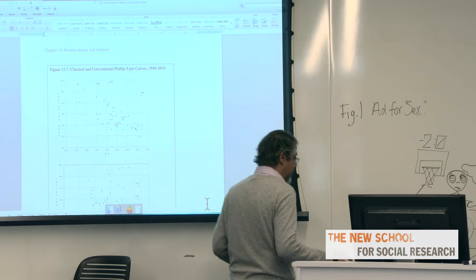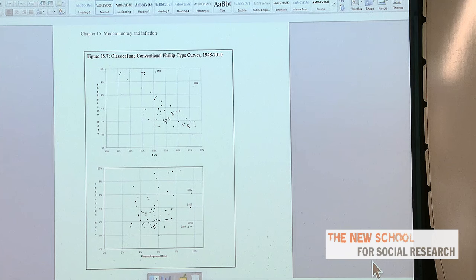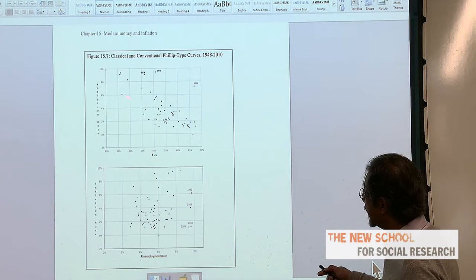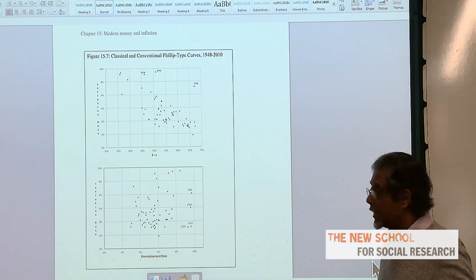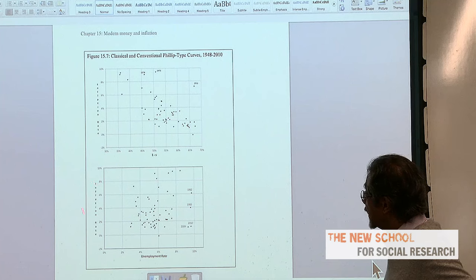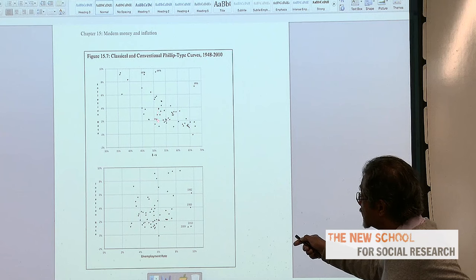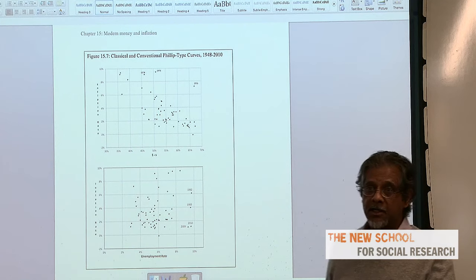Now notice, if I compare the same relationship, and I need to make this a little smaller so I can see both, notice the difference between the classical relation here and the conventional Phillips curve. If you take the whole post-war period, 48 to 2010, the classical relation is quite good and quite strong. There are some points here which I'm going to come back to, but you can see the upward sloping one. And the Phillips curve just doesn't exist.